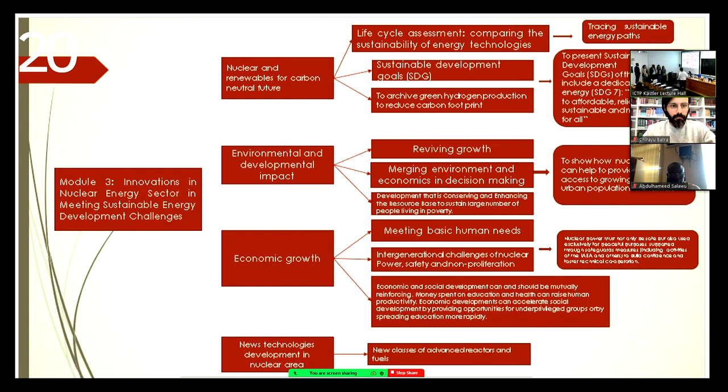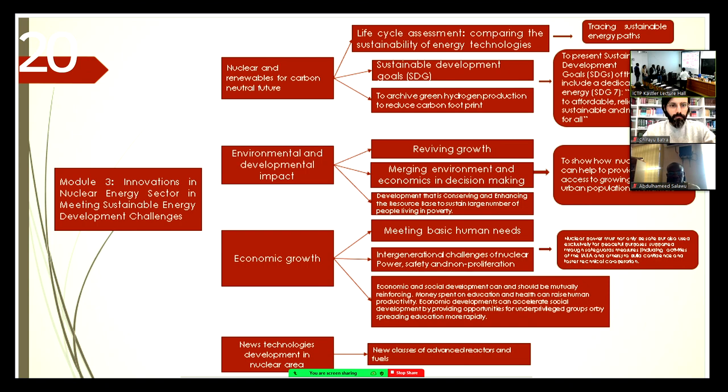And on module three, we were asked to do the main topics, the subtopics, and the learning objectives and outcomes. So this is module three, innovations in the nuclear energy sector in meeting sustainable energy development challenges.